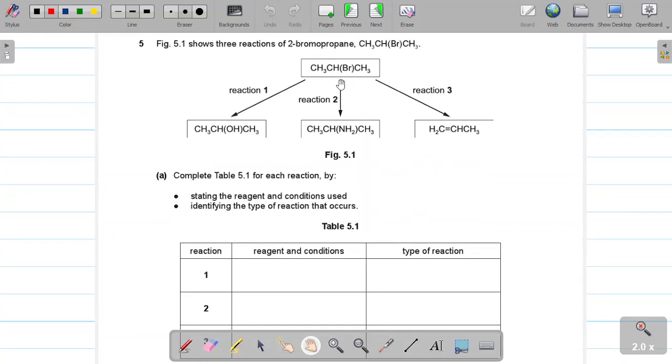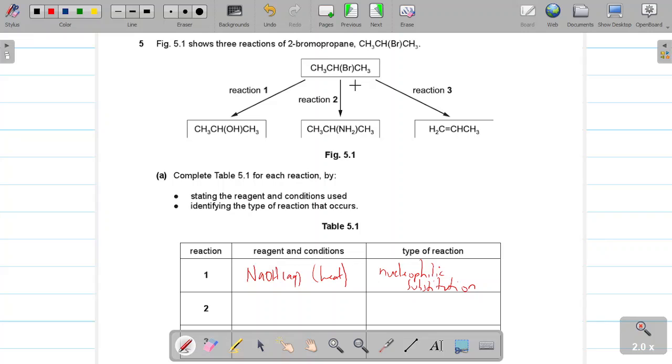So in reaction 1, we have a haloalkane, which is the 2-bromopropane, and this is being converted to an alcohol. So this should immediately make us think of some sort of SN1, SN2 type mechanism. This is a hydrolysis, and the reagent we would use for this is aqueous sodium hydroxide. So sodium hydroxide aqueous with heat. And the type of reaction here, it's a substitution. We are substituting the bromine for OH, so you can say substitution. If you want to be more specific, we can say it's nucleophilic substitution.